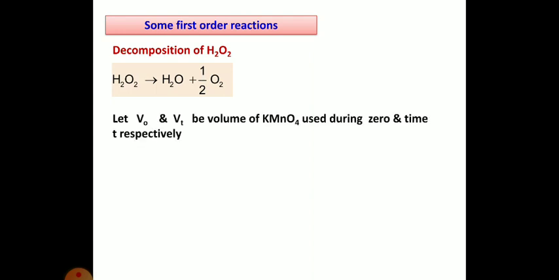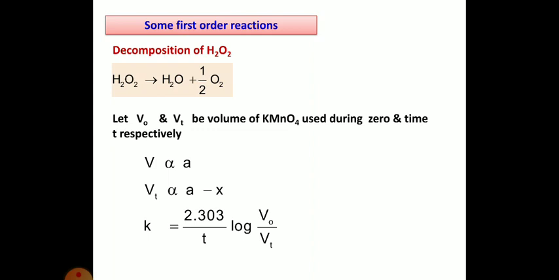Some first order reactions we are going to look at now include the decomposition of hydrogen peroxide, and the particular reaction for it is like this. After decomposition it converts into water, and O2 gas is liberated. Now students, let V0 and Vt be the volume of KMnO4 used at time 0 and time t respectively. So for that we can construct the equation for first order rate like this.